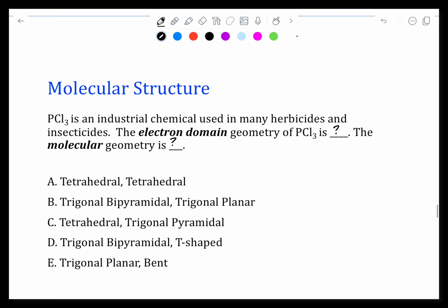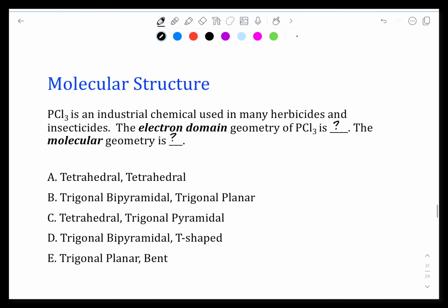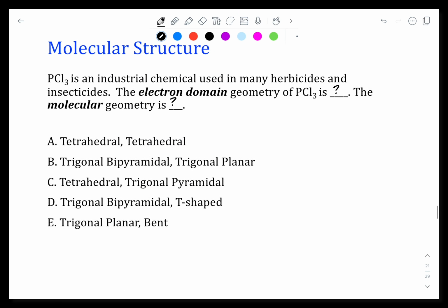So let's look back. Our first step is to draw the Lewis structure and then count the number of electron domains, and that's going to give us our electron domain geometry. So let's do that. PCl3, draw our Lewis structure. So phosphorus gives us 5 electrons, and then we get 3 times 7 from the chlorine, so we have 26 electrons in total.